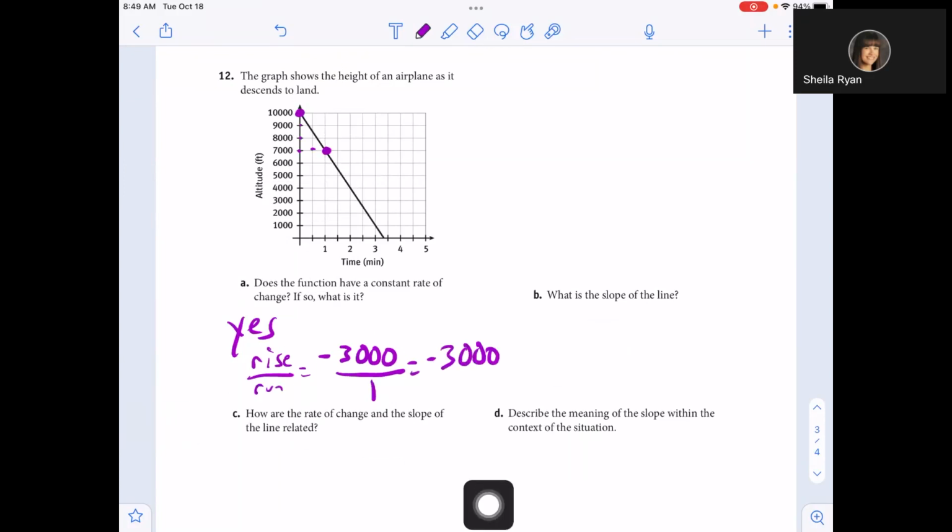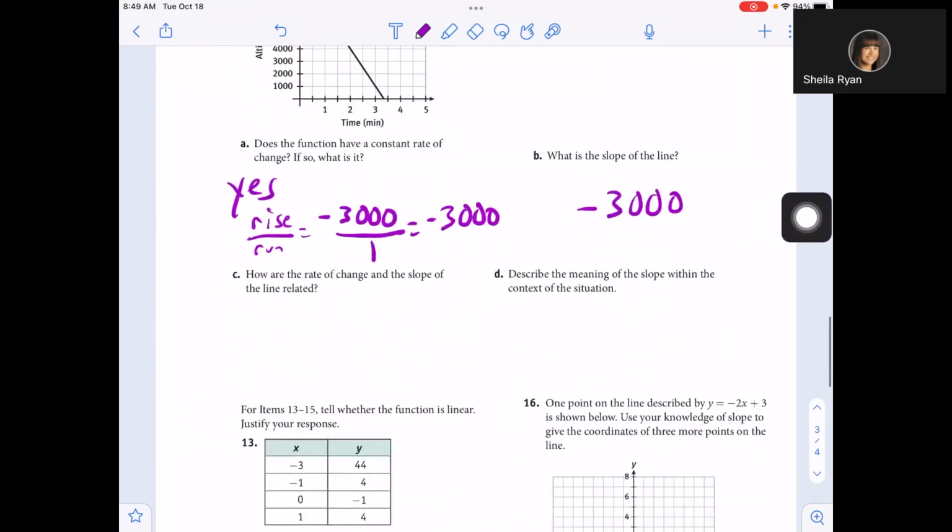What is the slope of the line? It's going to be the same thing, negative 3,000. So the rate of change is that it's dropping 3,000 every minute, and that's the same thing as the slope. How are the rate of change and the slope of the line related? They are the same.